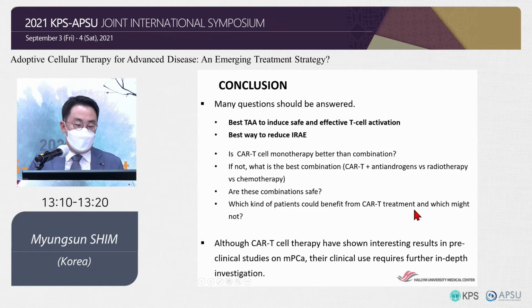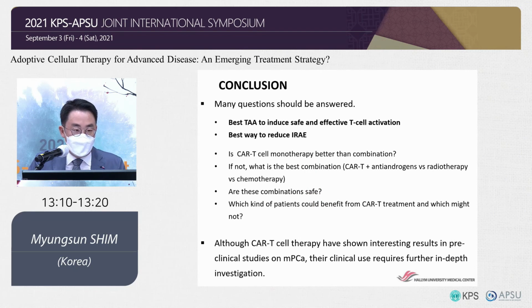At present, to clinically implement this CAR T cell therapy in real clinical practice, many questions should be answered. The most important and first question is, what is the best tumor-associated antigen to induce safe and effective T cell activation? The next one is, what is the best way to reduce reactive immune-related adverse events? And there are many other questions that should be answered.